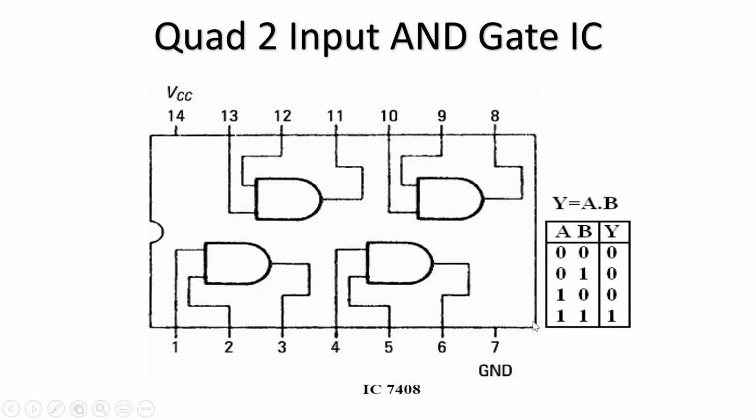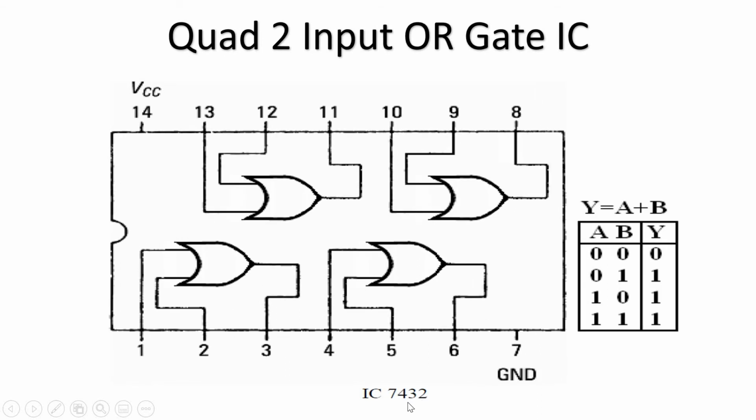So the truth table is also given here, and this is the integrated circuit for the OR gate. This is a quad 2 input OR gate integrated circuit, IC number 7432. This also consists of 4 OR gates in a single package, and each gate consists of 2 inputs and 1 output.